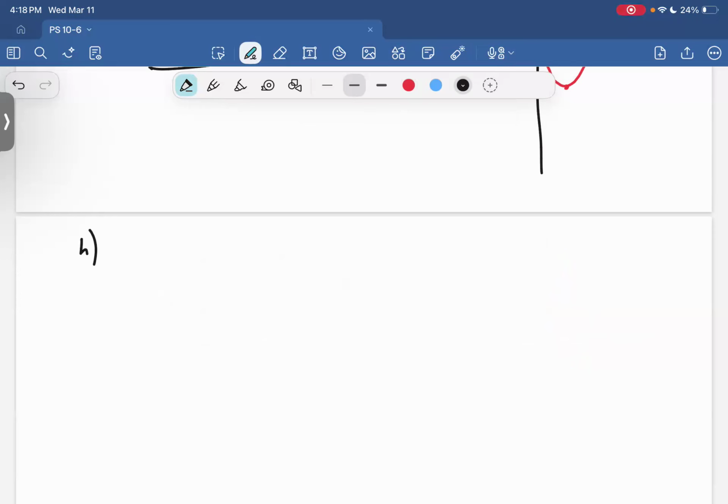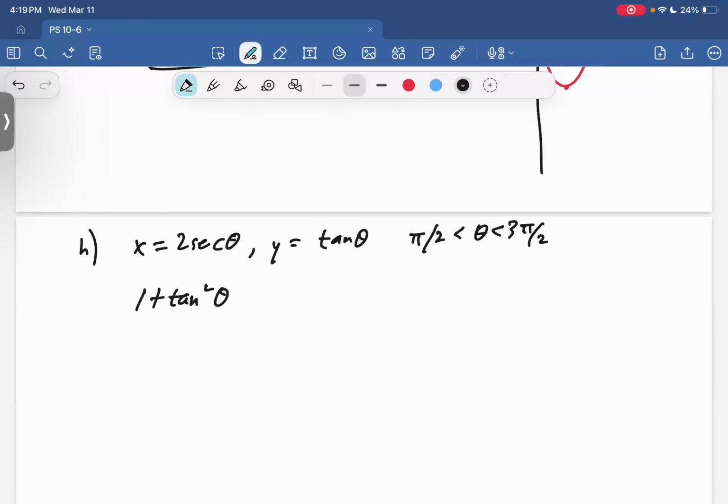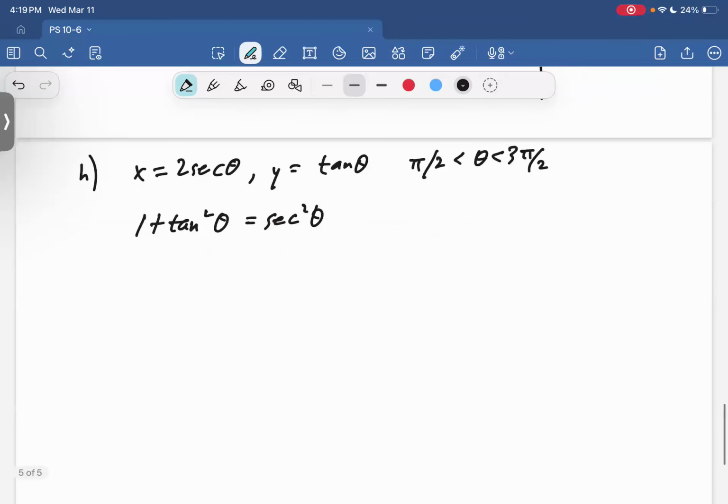H looks like another hyperbola. So x is 2 secant theta, and y is tangent theta. And now we have theta, so pi over 2 less than theta less than 3 pi over 2. It's quadrants 2 and 3, right? Okay, so here we want to use the identity 1 plus tangent squared equals secant squared. That tells us that secant squared minus tangent squared is 1. So secant squared is x squared over 2 squared. Tangent squared is y squared. And that should equal what? And that's a horizontal hyperbola, right?